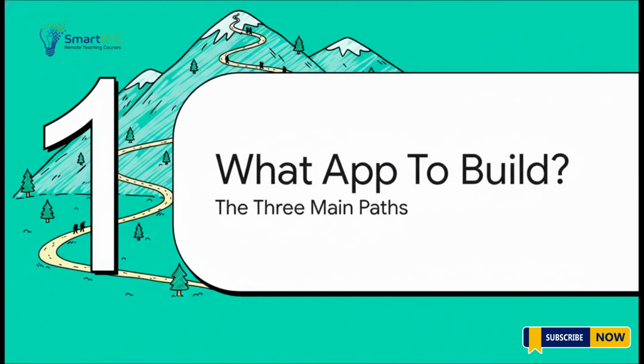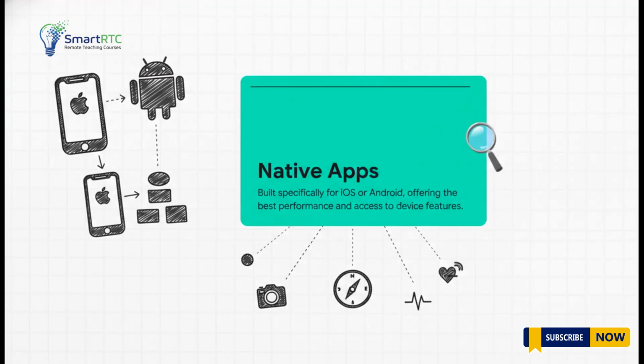All right, first things first, let's just get the lay of the land. When it comes to building an app, you've basically got three main paths you can go down. You can think of them like different trails heading up the same mountain. Each one has its own unique challenges and advantages. So path number one is what we call native. Now this means you're building a totally separate app for each operating system, one for iPhones and a completely different one for Android. It's definitely the most work, but the payoff is top-of-the-line performance.